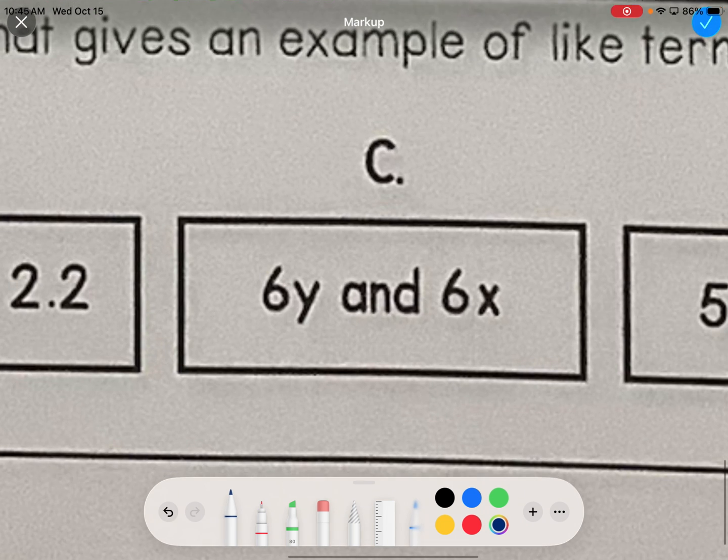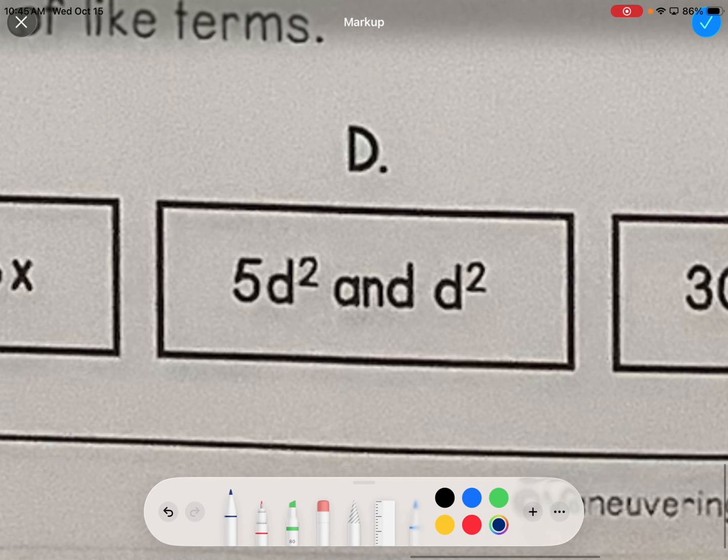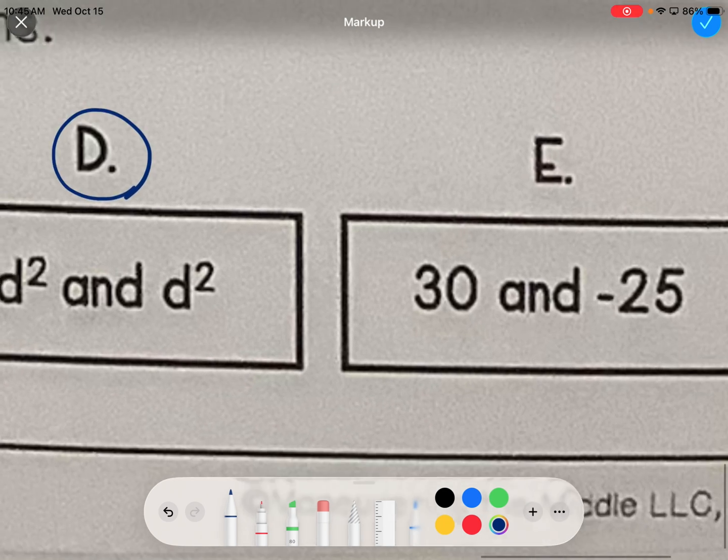Okay? What about this? What's wrong with it? It's not the same variable. What about this? Same variable and the same exponent. Good job. It might be tricky to some of us because this one has a 5, a coefficient, and the other one doesn't. But that's not what we look for, right?